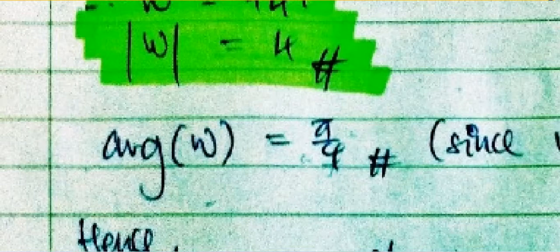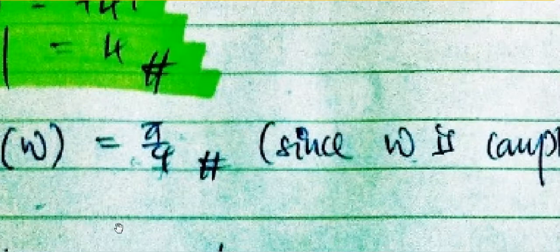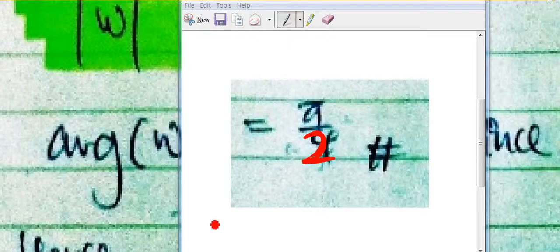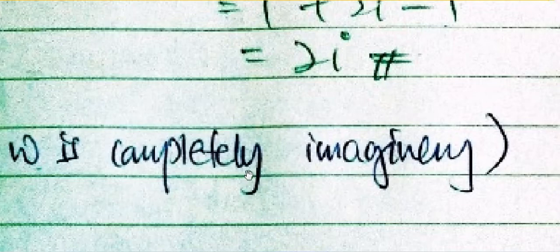The argument is also pi over 4, which is the same as, okay, my apologies, this should actually be pi over 2. There's a typo in here. It is pi over 2 because W is completely imaginary, meaning to say that it lies on the vertical axis, forming a 90-degree angle with the real axis.